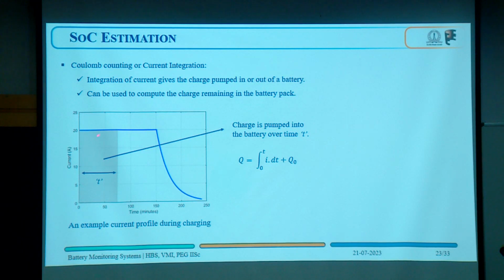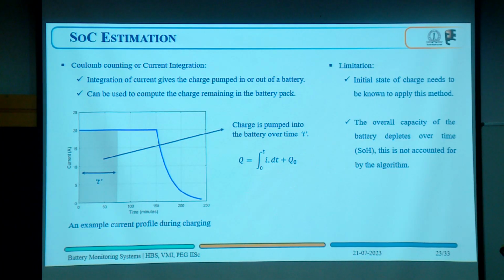So let us say we have an example current profile like this. It is a constant current charging for some duration, then the current gradually decays to near 0, then we stop charging. Let us say from t equal to 0 I want to compute what my SOC is currently at time t. So I have to integrate. The charge I need to know at time t is the integral from 0 to t of I dt plus q naught. The limitation here is the initial charge q naught, which needs to be known. If we do not know the initial charge, then we will not be able to tell the final SOC.